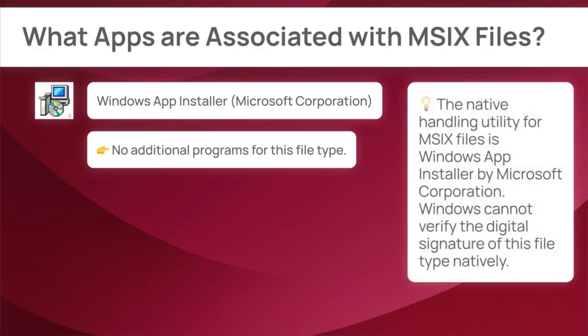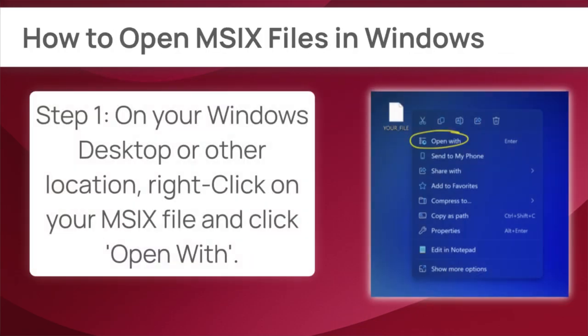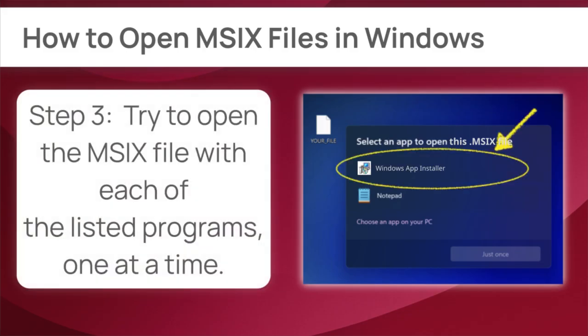Windows cannot verify the digital signature of this file type natively. Windows cannot decode the logic inside, so proper inspection needs approved analysis tools. We'll begin by checking potential openers. Right-click the MSIX file and click Open With. If Windows App Installer is present, use that first. If it's missing, select another program. A quick test will reveal the right app.